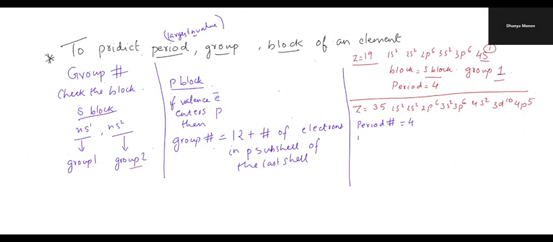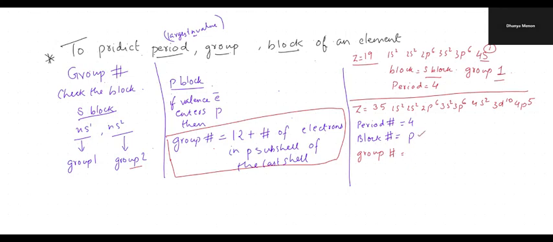Now, block: where does the last electron enter? Here you can clearly see 4p is getting filled. 3d is fully filled, so 4p is still getting filled. So the last electron enters the p subshell, so it's a p block element. For a p block element the formula is group number equal to 12 plus the number of electrons in the p subshell of the last shell. In 4p5 there are 5 electrons. So 12 plus 5 is 17. That means this element belongs to the 17th group.